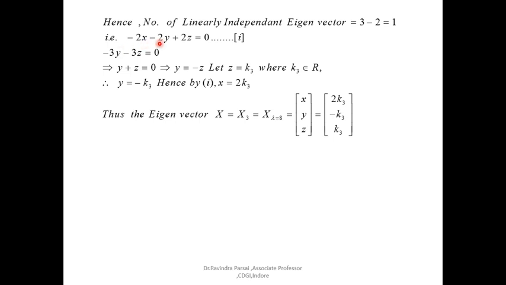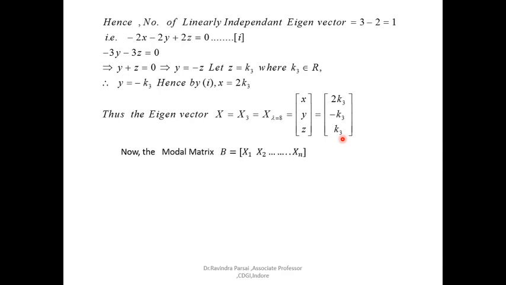So that is minus 2x minus 2y plus 2z equal to 0, which you find by simplifying the previous matrix equation into algebraic form. And the second one is minus 3y minus 3z equal to 0, that is y plus z equal to 0, that is y equal to minus z. Here you will assume z equal to k3, where k3 is any real value, so you will get y. When you get z and y, you put them in equation number 1, and you will get x equal to 2k3. Therefore the eigenvector corresponding to lambda equal to 8 is [x, y, z] equal to [2k3, minus k3, k3].